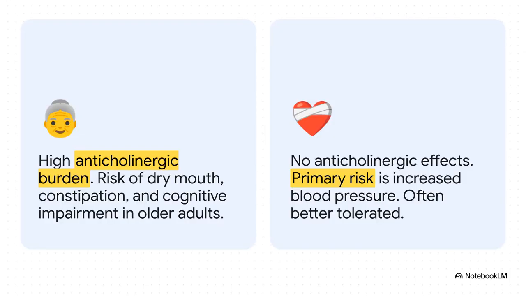So the choice between these two really boils down to the patient sitting in front of you. If you have a frail, older adult, maybe with some baseline cognitive concerns, or who's already on a bunch of other anticholinergic meds, the risk from an antimuscarinic is just too high. In that case, mirabegron, even with the blood pressure monitoring, often becomes the much preferred, better tolerated agent. And that can make all the difference for adherence.